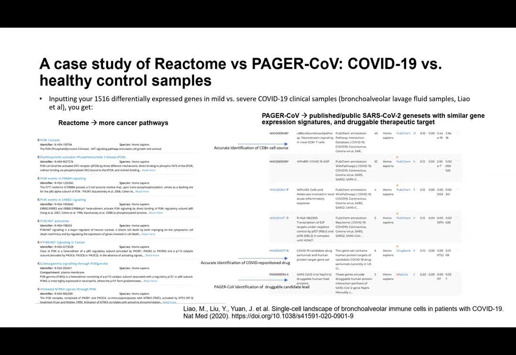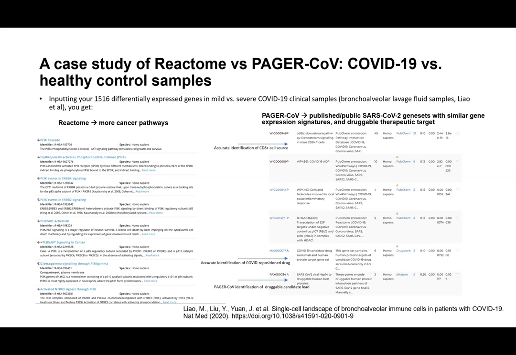Okay, so now we're doing a COVID-19 case study of Reactome versus PAGER-CoV. This is taken from a single cell COVID-19 clinical paper from bronchoalveolar lavage fluid. And I think they were looking at CD8 positive T cells. So we have 1,516 differentially expressed genes. Putting this into Reactome, you get, again, a lot of growth signaling pathways.